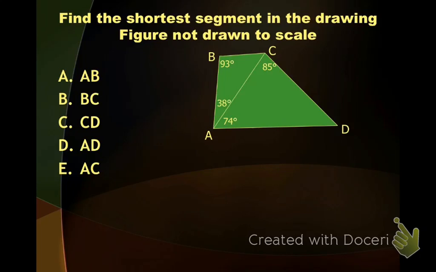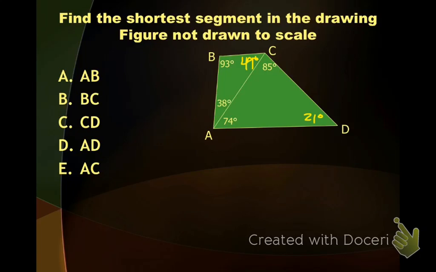Okay, find the shortest segment in the drawing, and don't just guess based on the appearance of the diagram. You should know that by now. The figure is not necessarily drawn to scale. So let's see if we can calculate some missing angle measurements that is going to help us determine the shortest segment. In the top left triangle, we're missing a 49-degree angle, and in this angle D at the bottom right, this is a 21-degree angle.